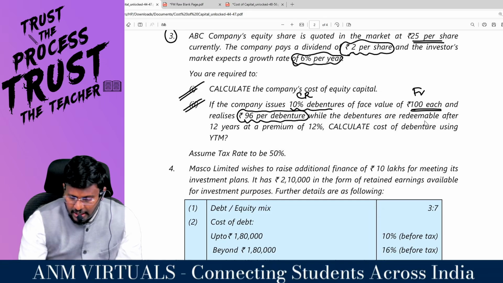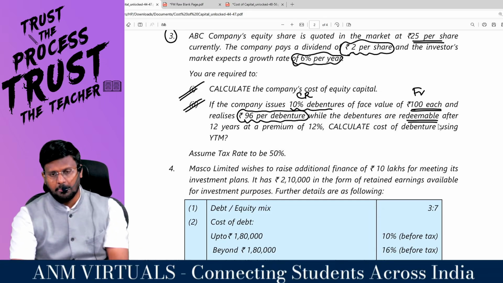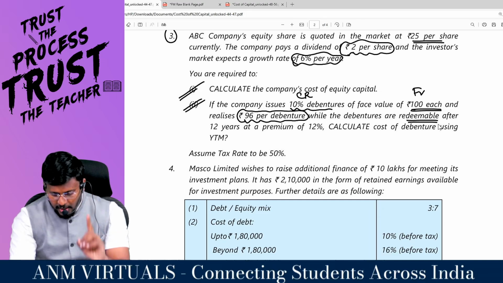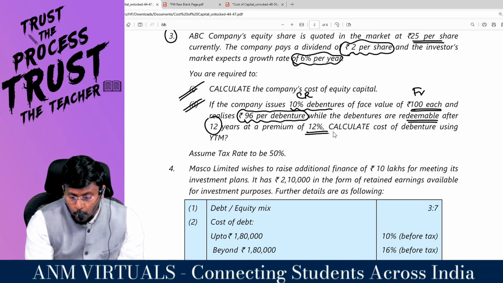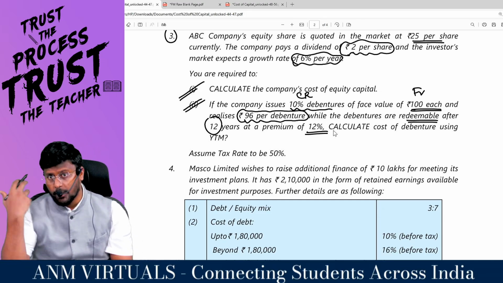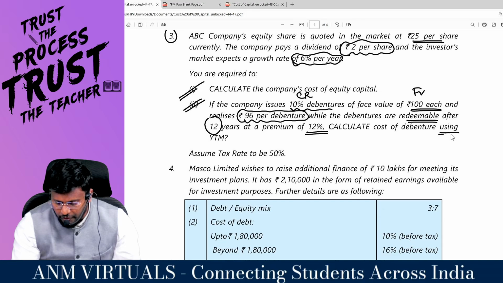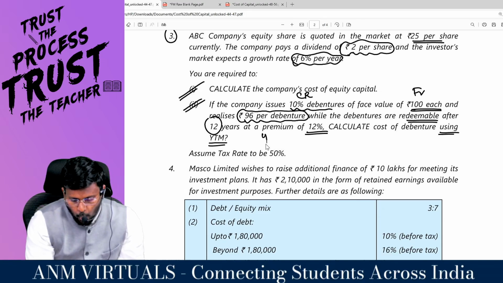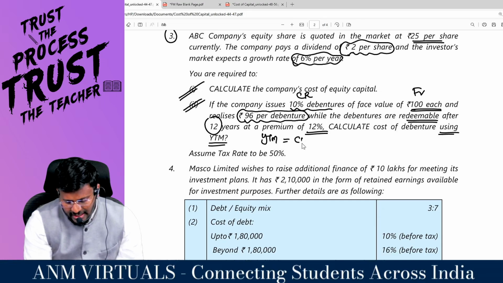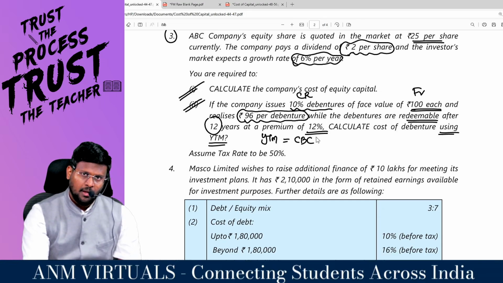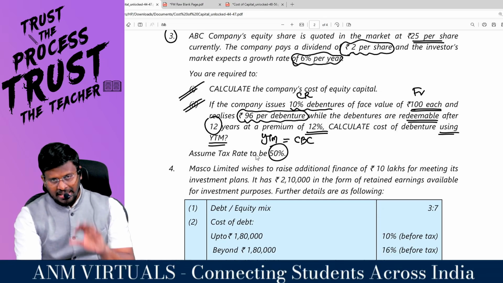While the debenture are redeemable, after how many years? At a premium of 12%. So we are not going to redeem at par. We are going to redeem at premium. Calculate the cost of debenture using YTM. YTM means yield to maturity, which is nothing but capital budgeting concept. Assume tax rate to be 50%.